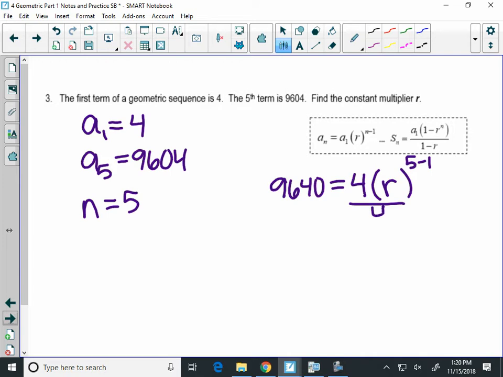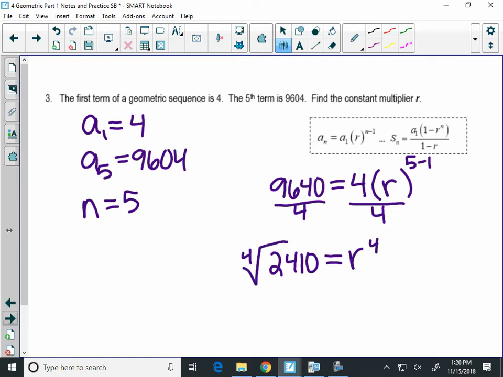Divide by 4. Okay, what's 9,604 divided by 4? What is it? 2,400. I think it's 1. No, it's 10. I wrote the numbers back. Yeah, we're good. Equals r to the 4th. Well, how do I take the... What do I do to get r?